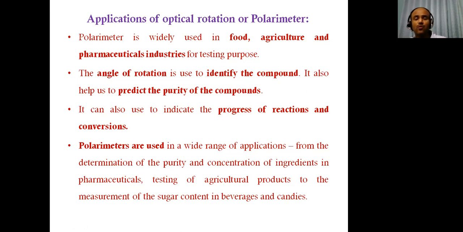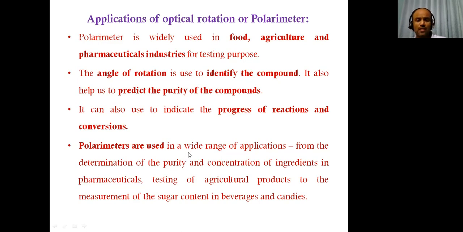Therefore, it can be used for identification. It also helps us to predict the purity of the sample. It can also be used to indicate the progress of the reaction and the conversion. The progress of the reaction can be measured with the help of this polarimeter, because if your reaction is going on, then the optical rotation of the sample after some interval is measured, and if your reaction is completed, then you get that particular value of optical rotation that indicates that the reaction is completed.